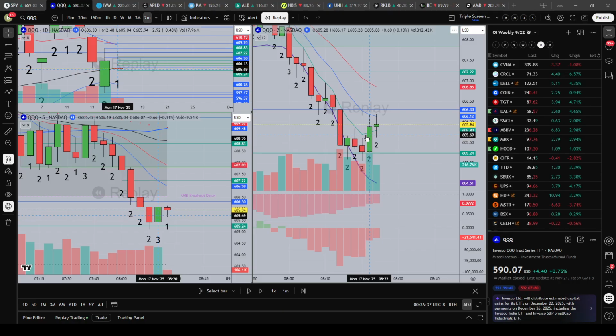This candle right here, I would have been out. On this close of a two, I'm done. I don't want to be in this anymore. I close the position, everything gone, like everything's out, like flat.